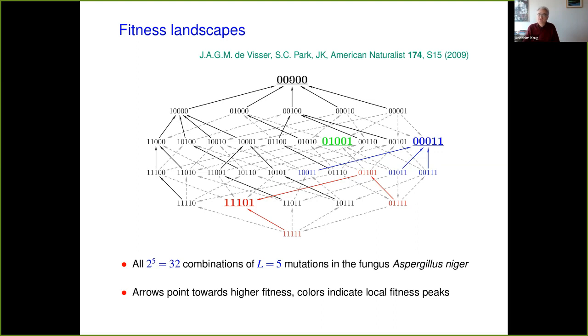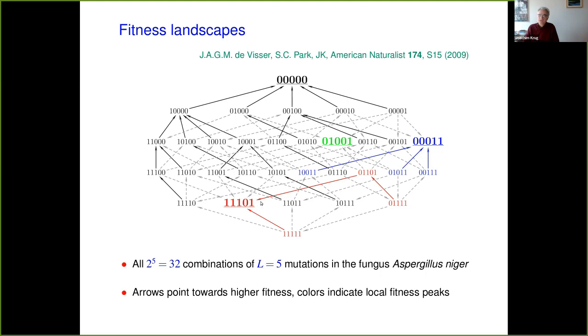So this is encoded by a sequence of length 5. Whenever there is a 0, you have the original type in that particular chromosome, and if there is a 1, you have a mutation. And so you see that this gives you this 5-dimensional cube. And so Arjan, in a kind of heroic effort, measured the fitness values, that is the growth rates, for all these different variants. And this is what you get.